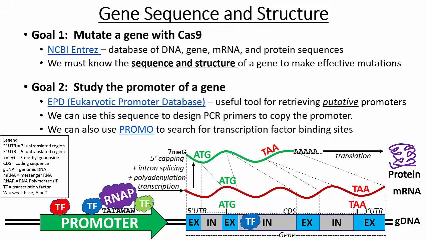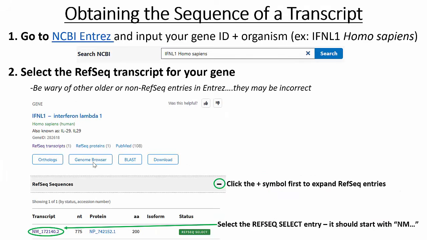And I'll show you how to use these two tools, EPD, the Eukaryotic Promoter Database, to look up the promoter sequence. And then finally, we'll also use this PROMO tool here to search that sequence for putative transcription factor binding sites. Altogether, this should give you a very clear understanding of what your gene is and how it's regulated.